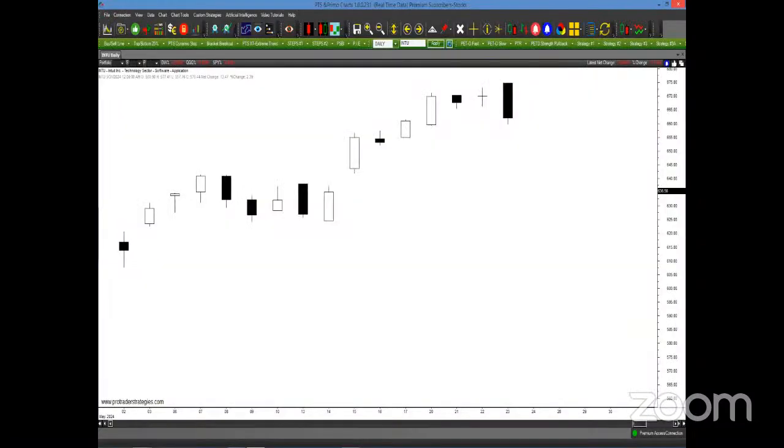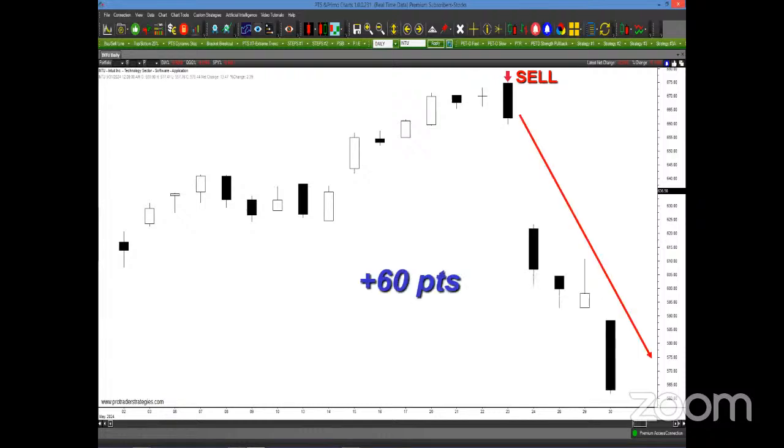Now, someone looking at this would normally say, well, INTU is in an uptrend, so there's no reason to go against it, right? Well, the PTR actually identified that there was going to be a trend change right here on this single bar. And look what happened to the stock. It fell 60 points in the next week.